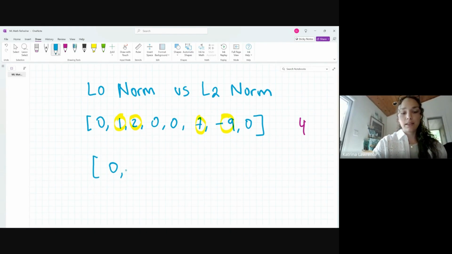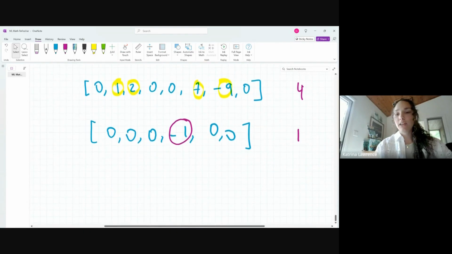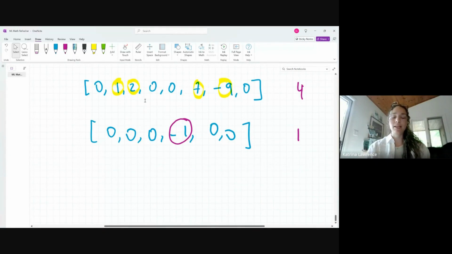If you had something with many zeros and only one other number, then over here your L0 norm would just equal 1, because you only have one non-zero element. Again, this one is often used for feature selection because we're focusing on the non-zero values. By hand, it's quite simple to calculate, but it's difficult to optimize because it is not differentiable. Okay, so let's move on to the L2 norm over here.